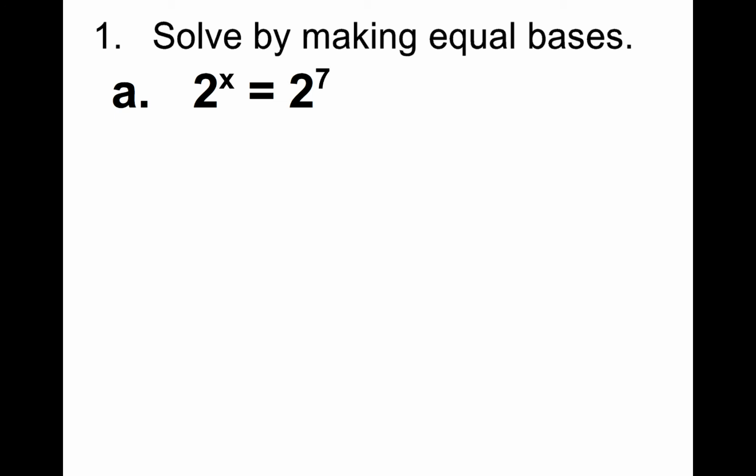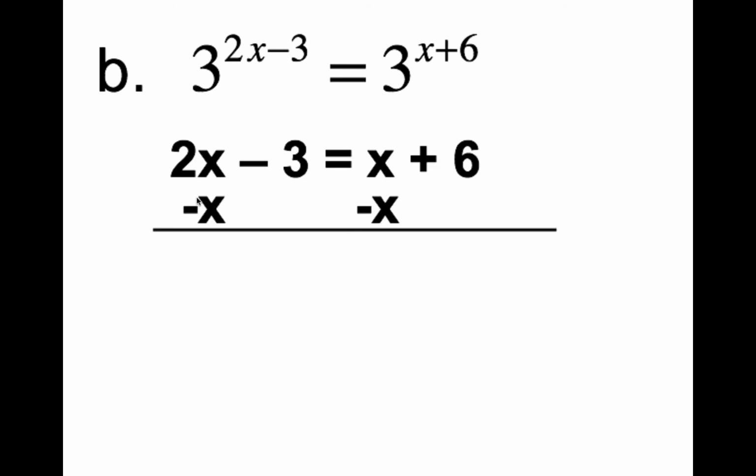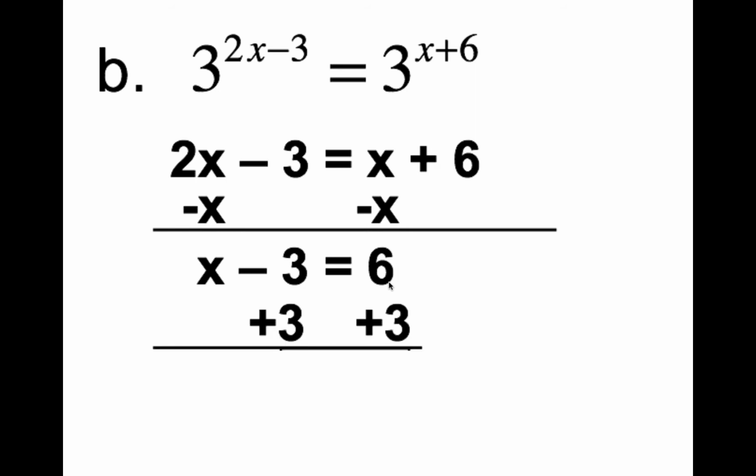So number one says to solve by making the bases equal. So notice the bases are equal. The 2 and the 2 are equal. So I can make the exponents equal to each other. Part B. Notice the bases are equal to each other, so I can set the exponents equal to each other. Now I'm going to solve for x. So subtract the x over. You get x minus 3 equals 6. Add the 3 over. You get x equals 9.